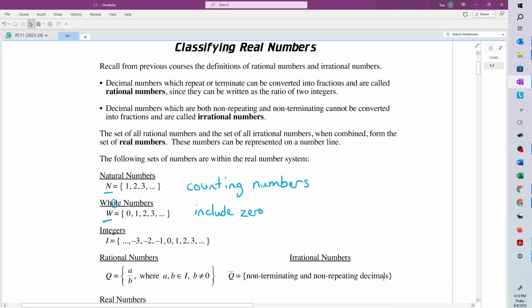The next group is the integers, and that is everything we have so far, the natural numbers, the whole numbers, and then all the negative versions of them. So negative anything, negative 500, negative 400, up to negative 3, negative 2, negative 1, 0, 1, 2, 3, and then on up as high as you care to go.